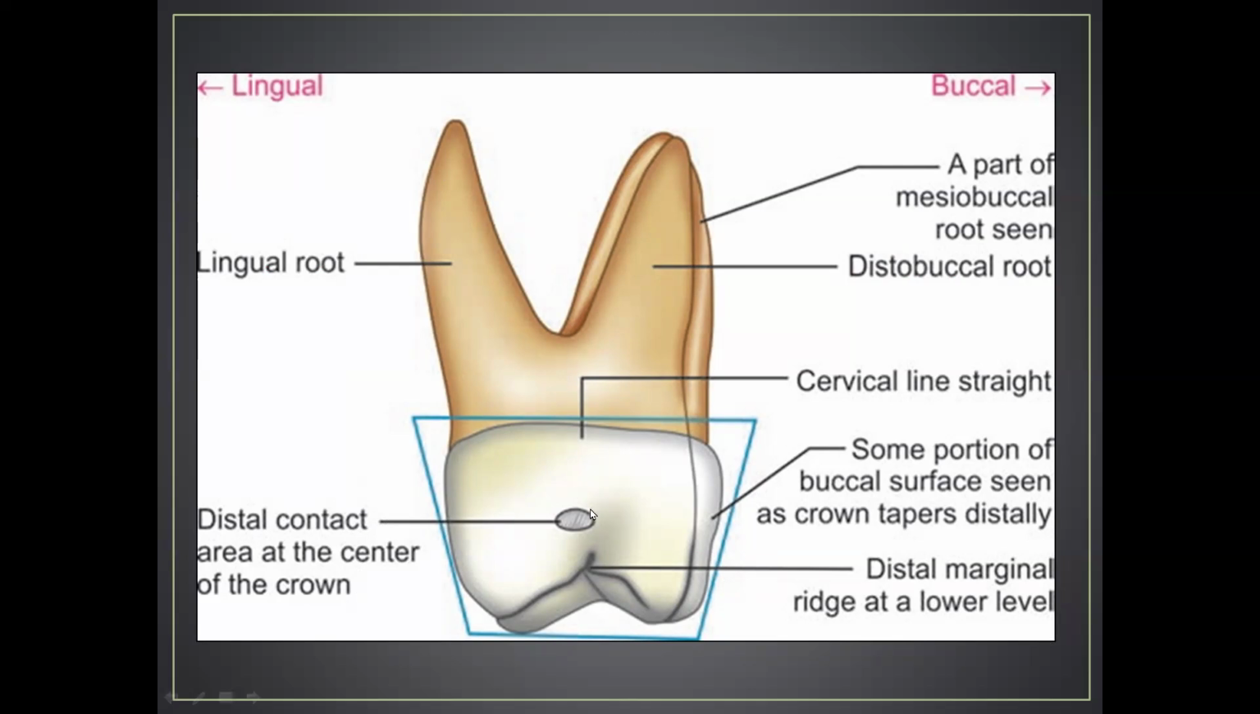From the distal aspect itself, some portion of your buccal surfaces can be seen. Why? Because the crown has a distal taper, so that some of the occlusal surfaces can also be seen for your maxillary first molar.